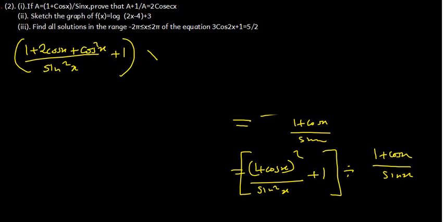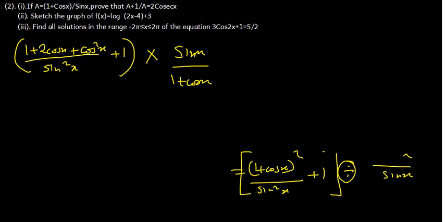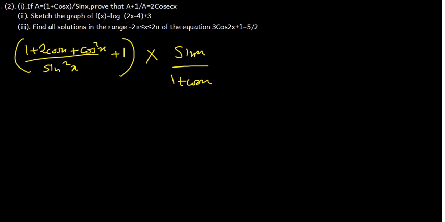So it becomes a times. We're going to change this into a multiplication. So what is down becomes on top, and then what is on top goes down. 1 plus cos x. Okay. Now at this point we can proceed. We can make this a single fraction.